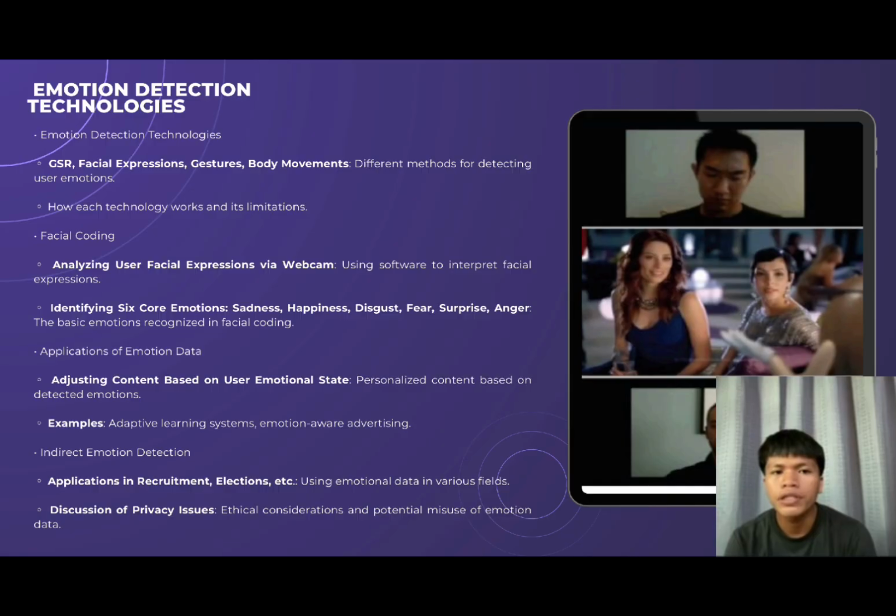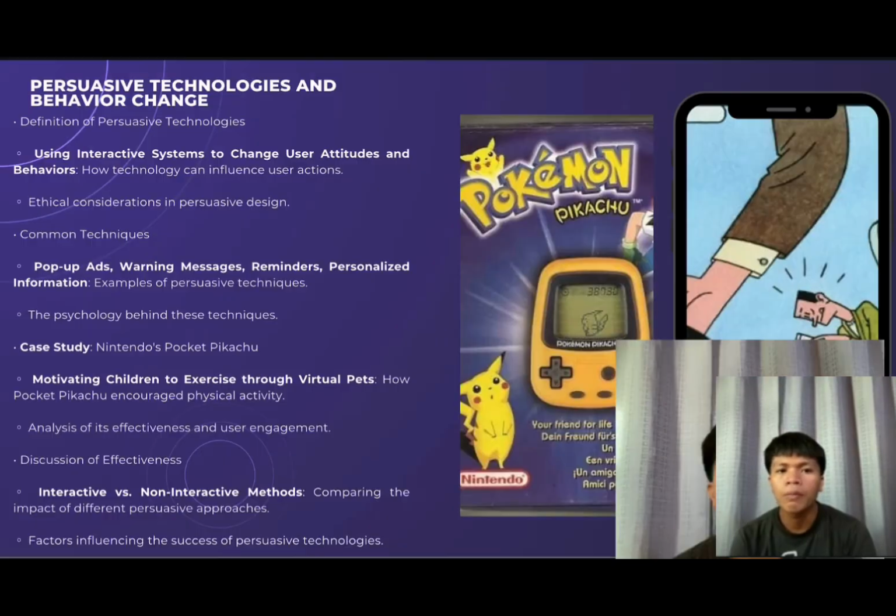Application for emotion data. Adjusting content based on user emotional state. Personalized content based on detected emotion. Examples: adaptive learning systems, emotion-aware advertising. Indirect emotion detection. Application in recruitment, elections, etc. Using emotion data in various fields. Discussion of privacy issues, ethical considerations, and potential misuse of emotion data.